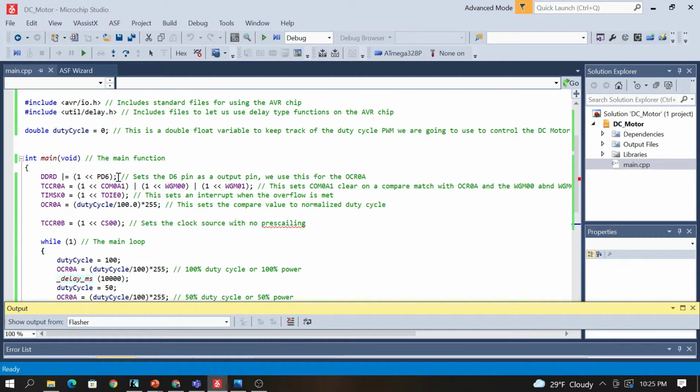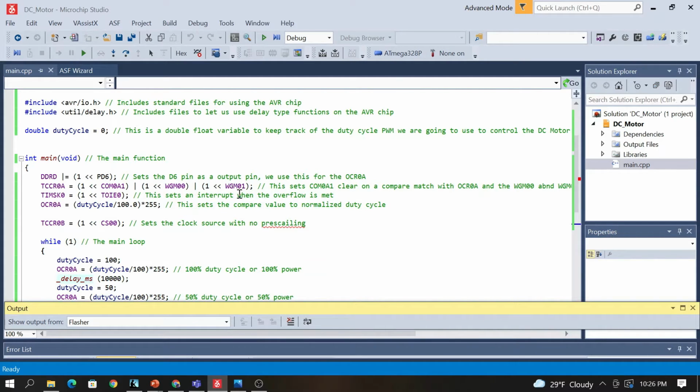The reason I do that is because that pin is the one this chip uses for the output compare register 0A. And that's the register we're going to be using to determine whether or not we turn the duty cycle on and off. Then we set the TCCR0A. I'm not going to bring up the data sheet. I'm just going to explain it to you.